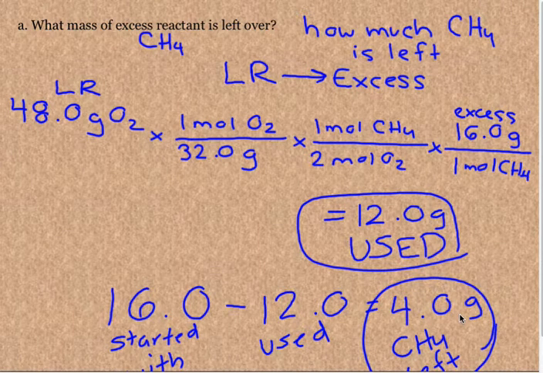If you look back at the original question, it says that we started with 16 grams. We used 12. So the answer to how much of the excess reactant is left over is there's 4 grams left, because that's what we didn't use. So there's 4 grams of methane that would still be around for this one.